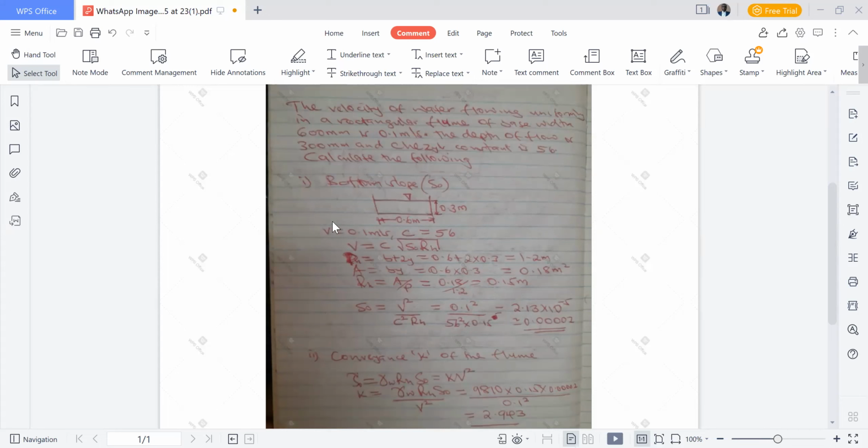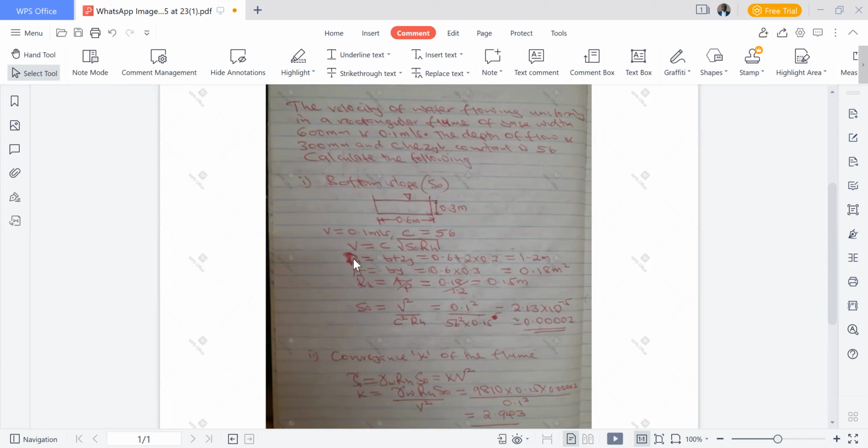Now, from the question, we have been given these values. We have been given velocity as 0.1 meter per second. We have been given Chezy constant C as 56. But we know that to compute velocity, velocity is equivalent to Chezy coefficient multiplied by the square root of bottom slope times hydraulic radius. Now, you know hydraulic radius can only be obtained when you have the wetted perimeter and the area. Now, we'll start by this.